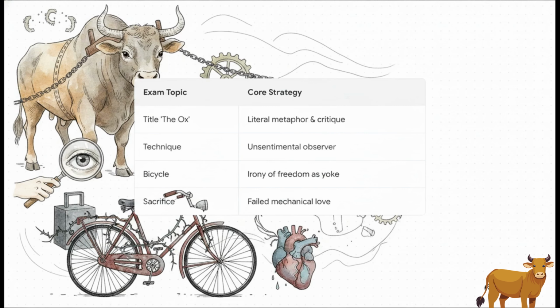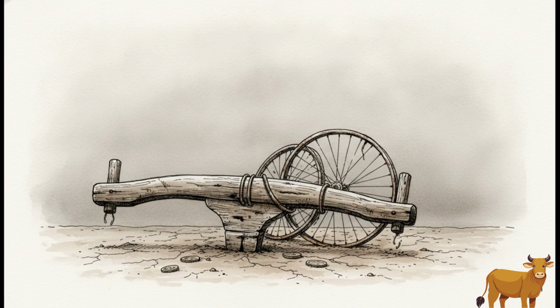For narrative technique, hammer home that unsentimental, clinical observer style. For the bicycle, focus on the painful irony of a freedom tool becoming a heavy yoke. And for maternal sacrifice, explain the tragic irony of her failed mechanical investment in love. Whatever the specific question ends up asking, make sure you use these essential takeaways.